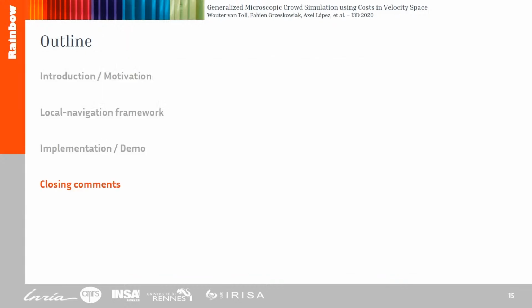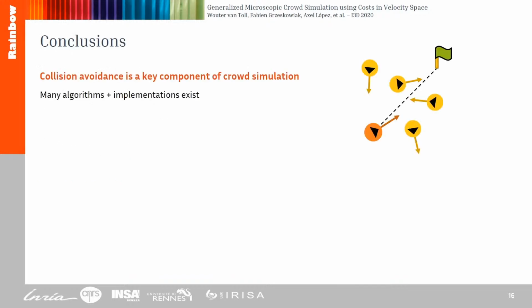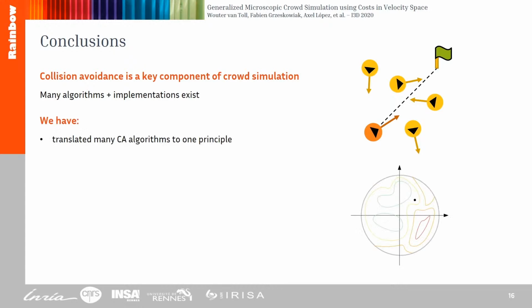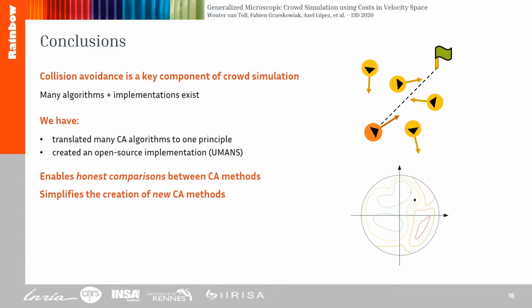Okay, so let's finish the presentation with some closing comments. To summarize, collision avoidance is a key component of crowd simulation. It has received a lot of research attention, and because of this there are many different collision avoidance algorithms and implementations. And this is why we have translated all these algorithms to a single principle, namely cost functions in velocity space, and we have presented an open source implementation of this principle, which can then hopefully serve as the basis of future research on this topic.